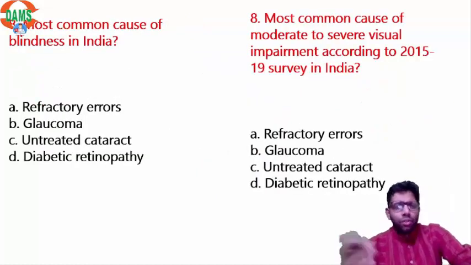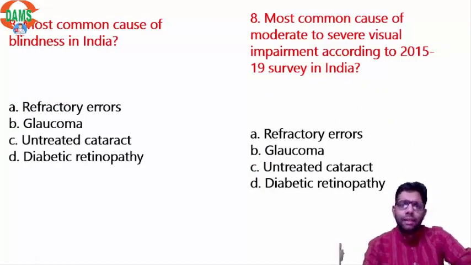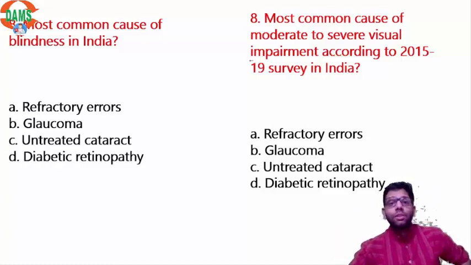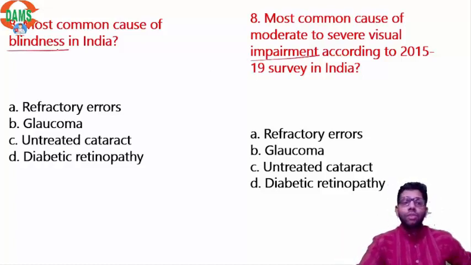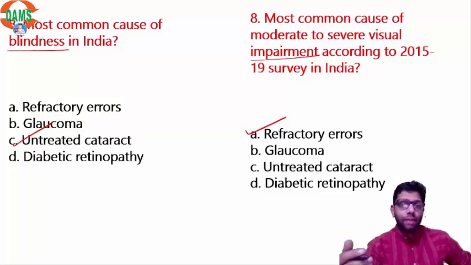Now there was a controversy over here. Many people say that the question was most common cause of blindness in India. Some say most common cause of moderate to severe vision impairment. So these words are very important because the answer will change. If it is blindness, the answer is untreated cataract. If it is visual impairment, the answer is refractive error. So I don't know which was there in the exam. You are the best judge for yourself. You can see whatever is the answer according to what was asked in your exam.